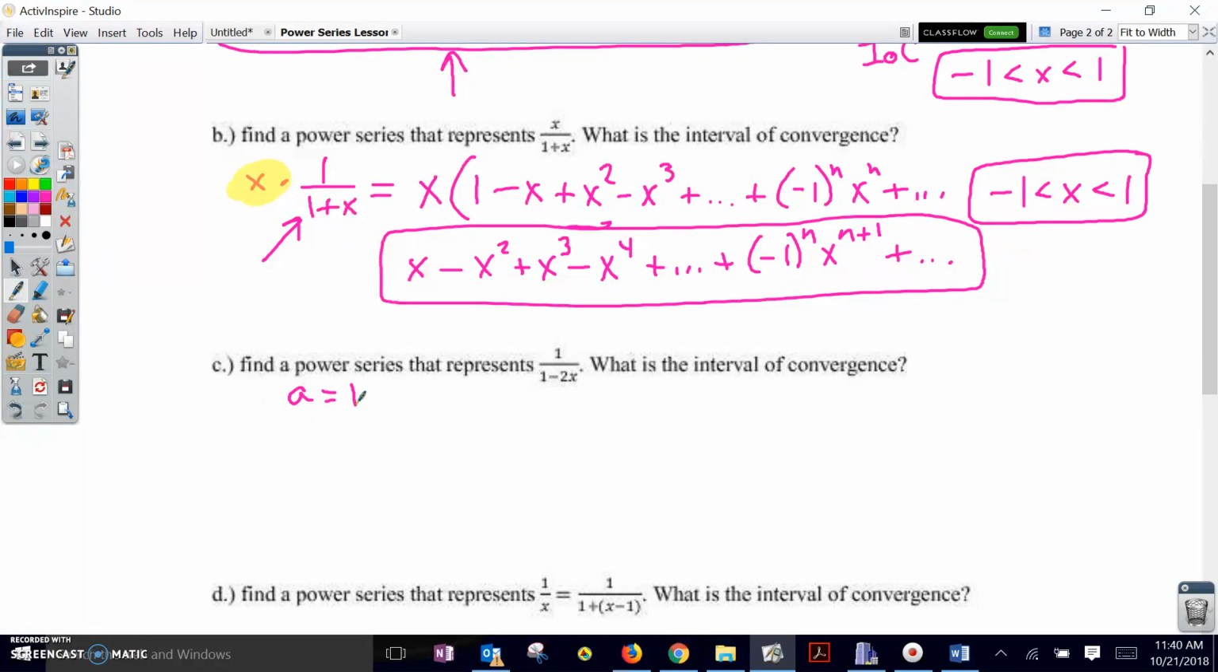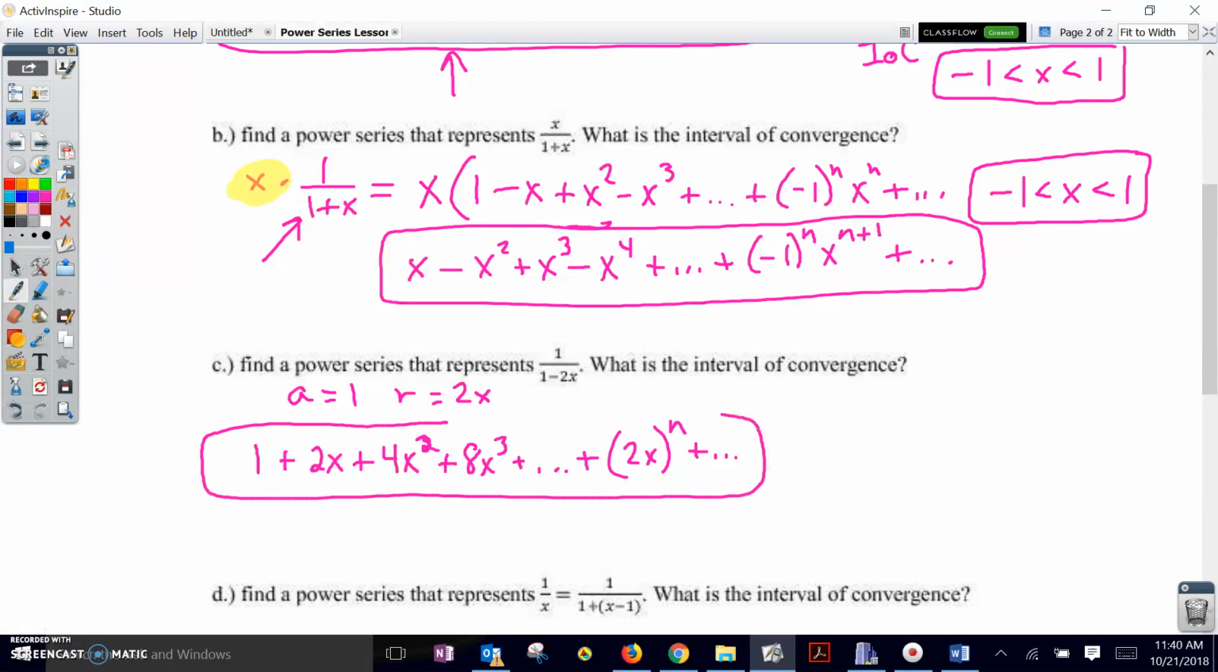We're going to say A is equal to 1, R is equal to 2x, and so my series is going to be A plus AR plus AR squared plus AR to the third, etc., etc., plus A times R to the n, and there's my power series. It represents 1 over 1 minus 2x.